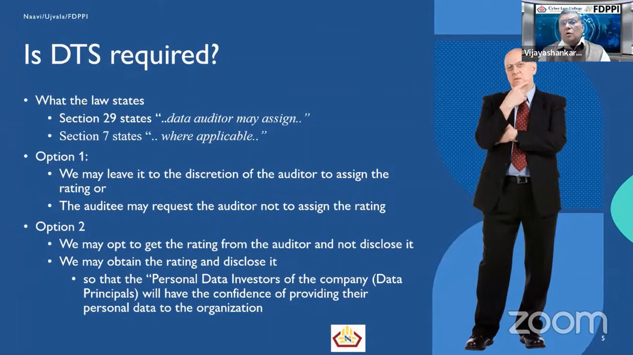Now, the people who question PDPB being considered as applicable today also point out that Section 29 says the data auditor may assign. It does not say shall assign. And Section 7 states that the data trust score will be included in the notice. See, when I say notice, remember this notice is equivalent to the privacy policy, which is ubiquitous in every website. Now, all these privacy policies on the websites will have to have a DTS as far as that organization is concerned. That is the understanding.